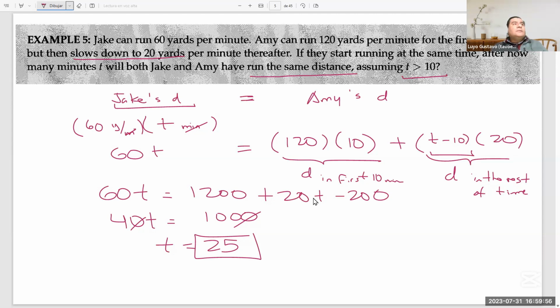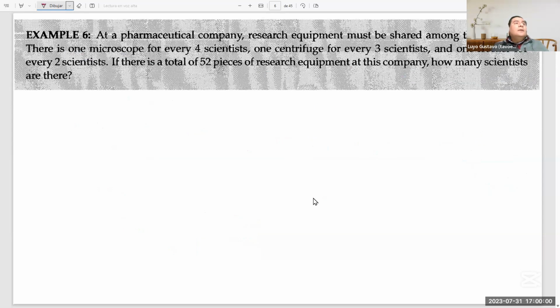Okay, now let's continue with example 6. All right, here we have another one. You can try to formulate this one on your own first. Okay, so how do we do this question? The question asks about the number of scientists in that company. The number of scientists we can call X. This is our unknown, all right?